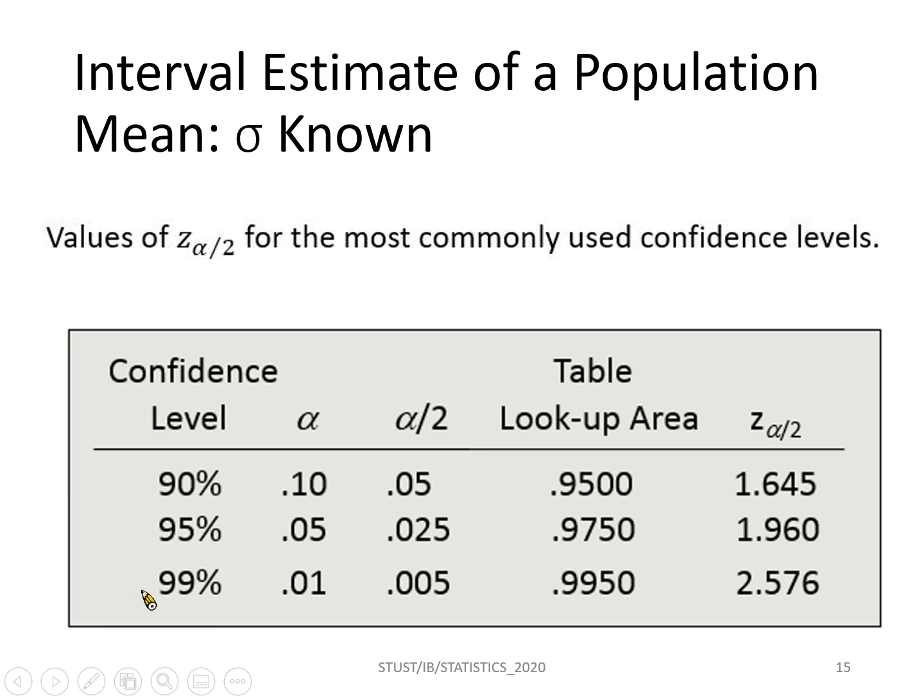Then if the confidence level today is 99%, then the alpha will be 0.01 and the alpha divided by 2 will be 0.005. So in such conditions, you will also get the z-value of the alpha divided by 2 will be 2.576, and the table area will be 0.995.